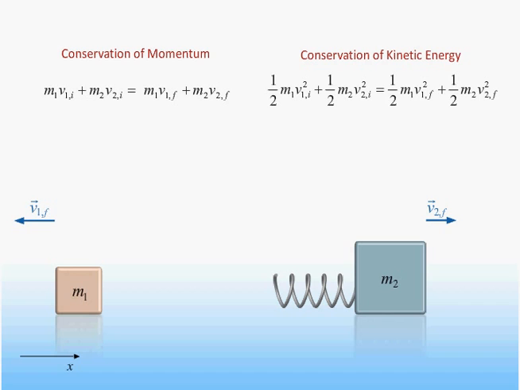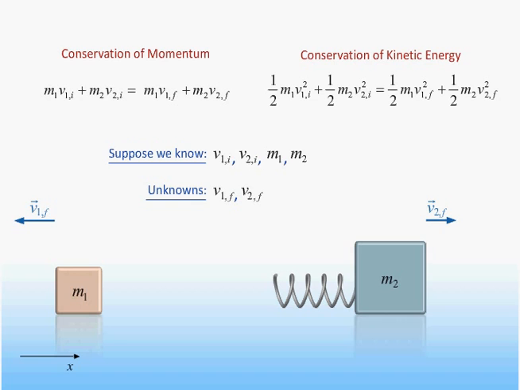We've now obtained two equations containing 6 variables: the initial and final velocities of box 1, the initial and final velocities of box 2, and the masses of the two boxes. Therefore, if we know any 4 of these quantities, these two equations will allow us to solve for the other 2. For example, if we know the masses and the initial velocities of both boxes, then we can solve these two equations for the final velocities of both boxes.